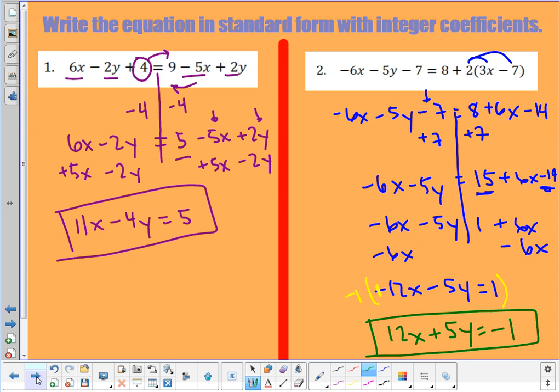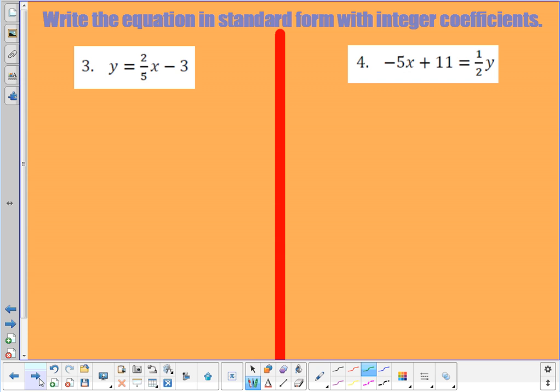All right. Let's take a look at number 3. Write the equation in standard form. So this equation is given to us in slope-intercept form already, which is not so bad. I need to just take this x term and move it over to the other side. So that's what I'm going to do. Subtract the 2/5 x, subtract the 2/5 x. So x and y don't go together, so when I write them, it's just going to look like this. -2/5 x plus y is equal to -3. Once that's gone, I have -3 left over.